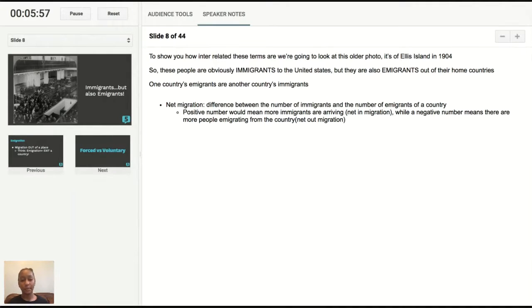Neither is really better than the other. If you have a very, very large net out-migration, that could be detrimental to your country. But if you have a small net in-migration or a small net out-migration, it's not a huge thing. But that's just something that geographers pay attention to with migration.